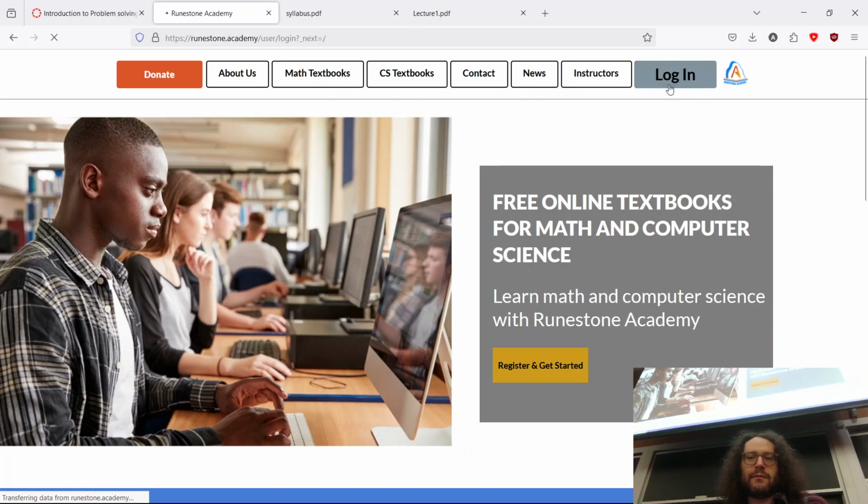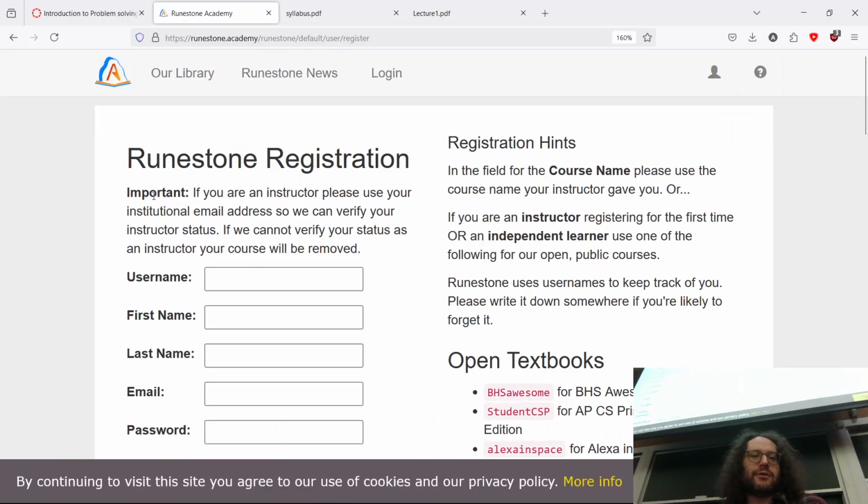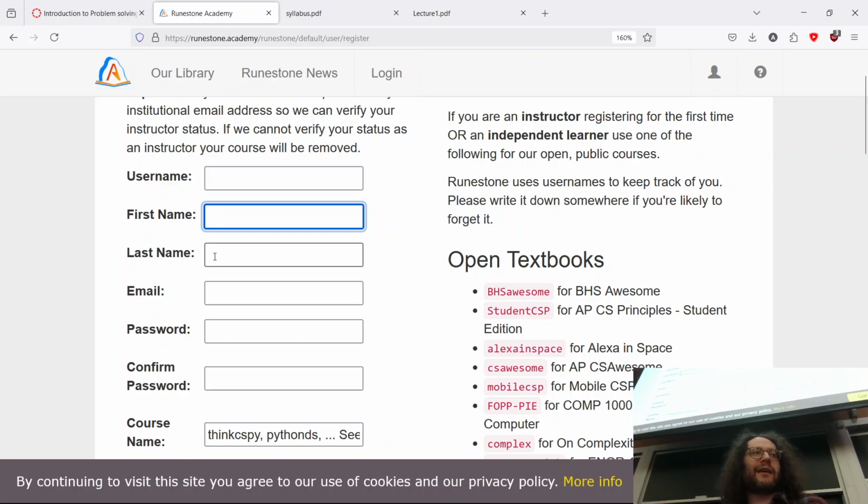Click login, and then hit sign up. You'll put in your username, which can be whatever you want. Use first name, last name. I would use whatever's on Canvas because that's easiest for me. And then use your TU email, like mine is tug85861@temple.edu. So you would use whatever your TU email is to sign up for it. That just makes it easy for my script to pick you up later.